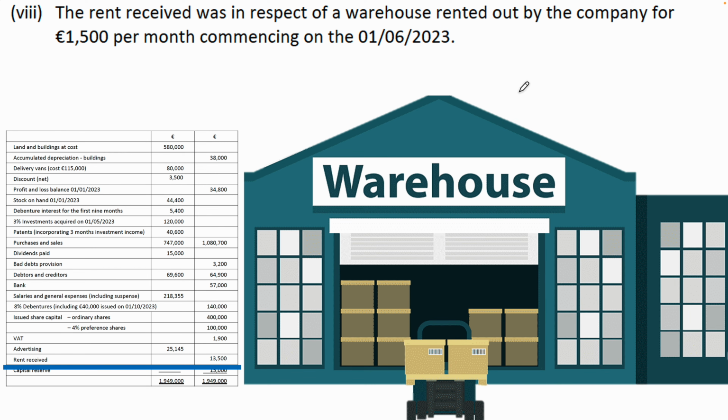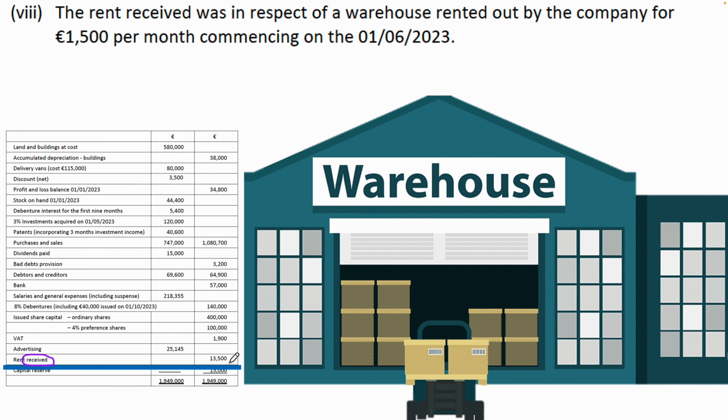Okay, note 8. The rent received was in respect of a warehouse rented out by the company for 1,500 per month commencing on the 1st of the 6th, 2023. Okay, so looking at the rent received, this might be why they give you the word received. This is why they might have been a bit nice, because they were like, look, we're putting in a tricky adjustment here that we haven't really done before.